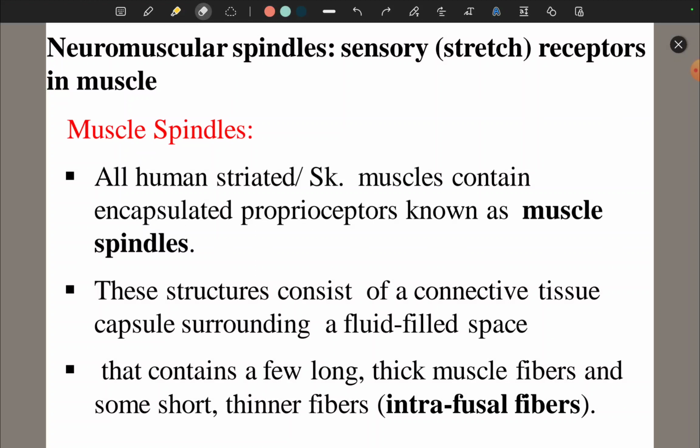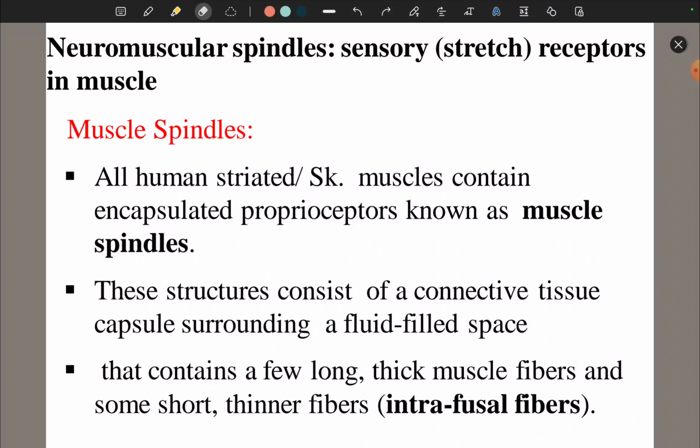Muscle spindle. All human skeletal muscles contain encapsulated, meaning surrounded by a capsule, proprioceptors known as muscle spindles. A proprioceptor feels the locations, so you are aware. This structure consists of a connective tissue capsule surrounding a fluid-filled space.